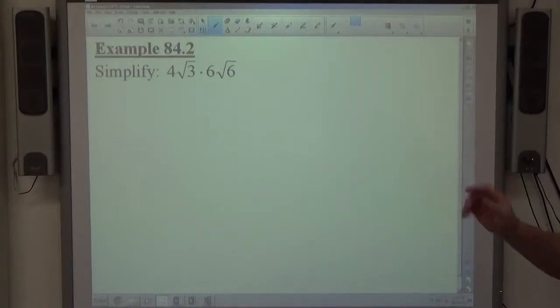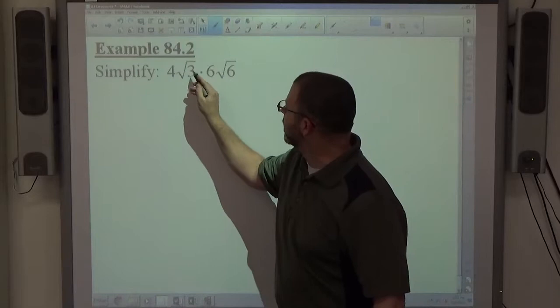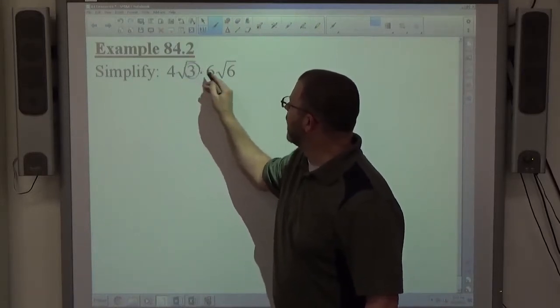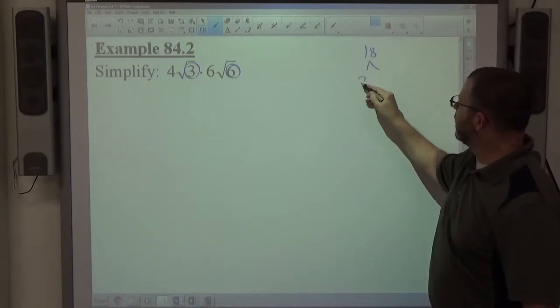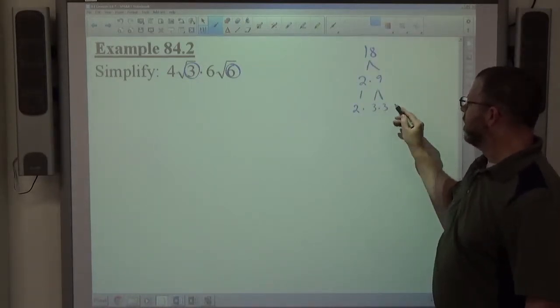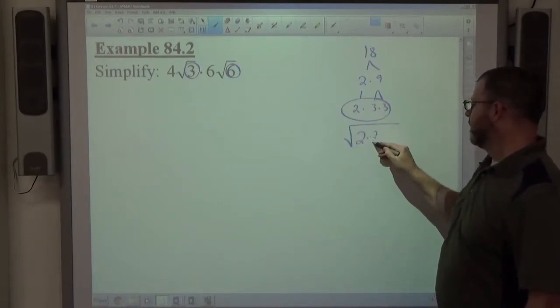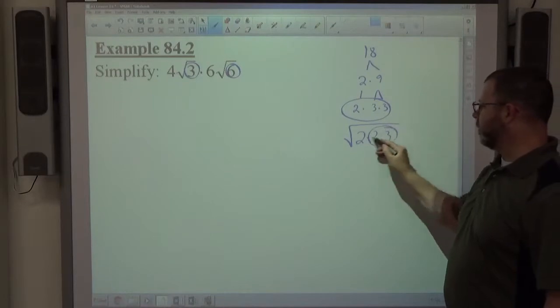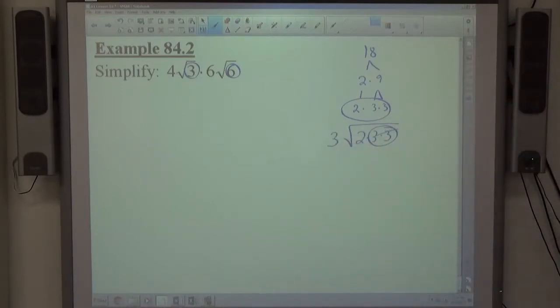Okay, example 2, same kind of problem. The only difference between this one and the last one, if we take a look at the inside pieces here, 3 times 6 makes 18. 18 is 2 times 9, and 2 is prime, and 9 is 3 times 3. Notice that we can create a structure that has a pair of numbers inside with no radicals from previous lessons that we can take a perfect square out like that. Okay, I do expect each of these radicals to be simplified as much as possible.